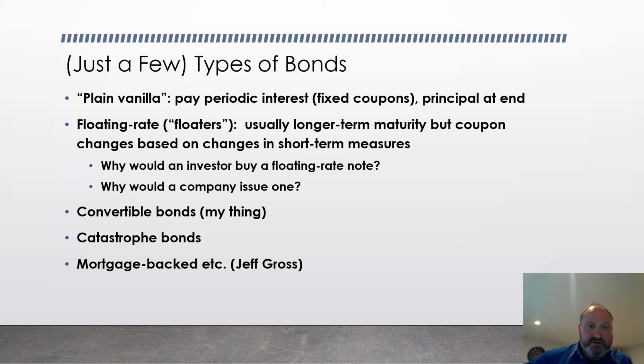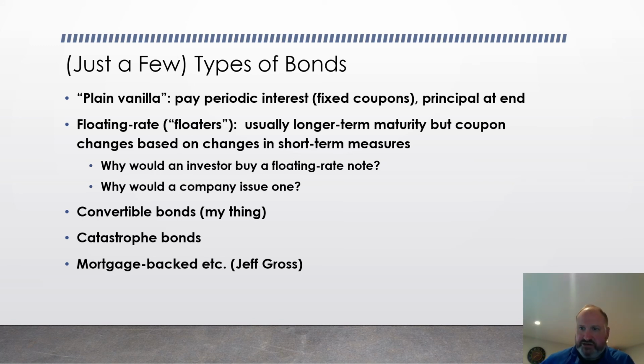But if it feels, for whatever reason, that it can do better with a floating rate note, then maybe it will. Convertible bonds, that's my thing, where the bond can be turned into stock at the option of the holder usually. If the stock does well, the bond can end up being worth a lot more as a stock than it ever could have been as a bond. So it's still a bond at heart. If the stock doesn't do well, it's going to act like a bond, but if the stock does do well, it'll end up acting more like a stock.